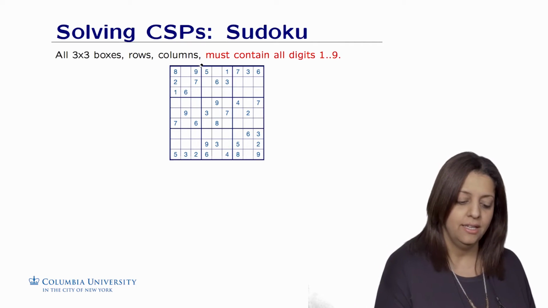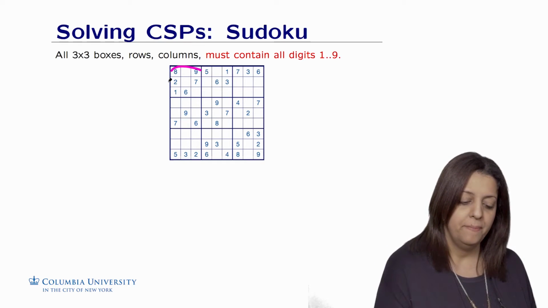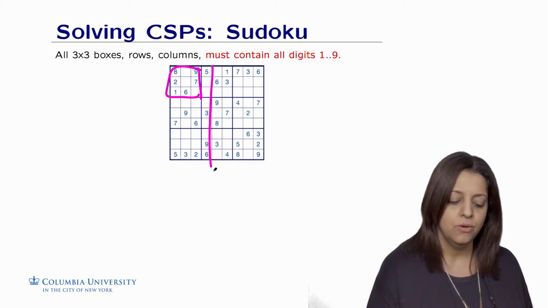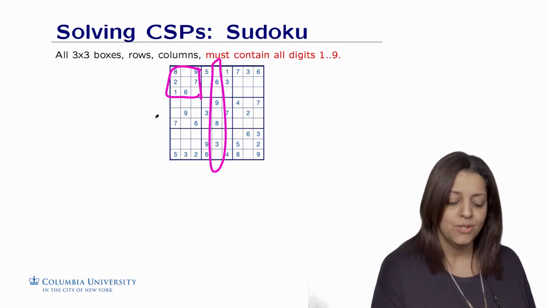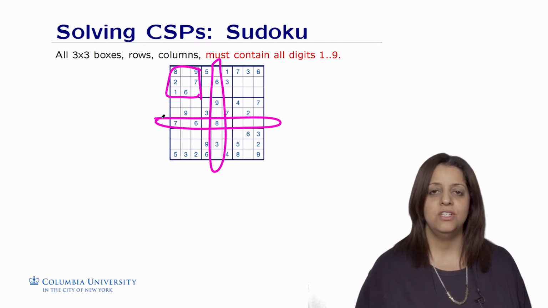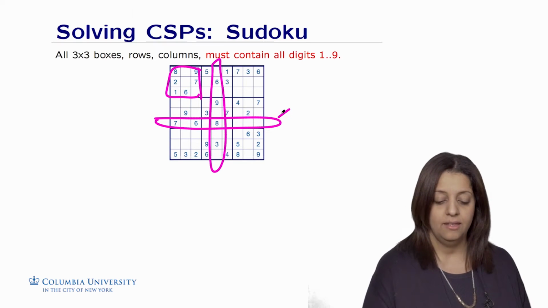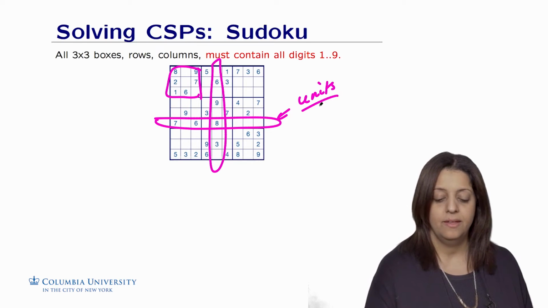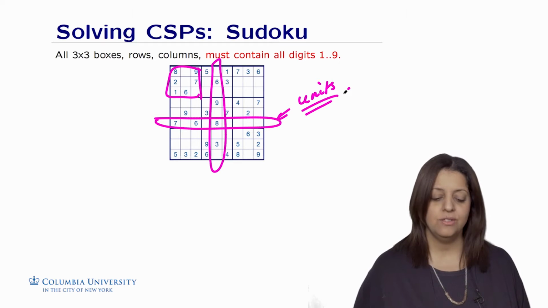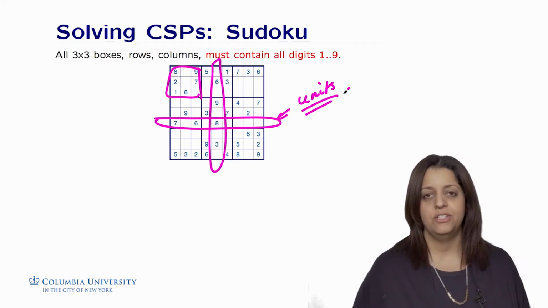And these are actually 3 by 3 boxes, rows, or columns. So you don't want the digits 1 to 9 to be repeated, and you want all of them to appear in each of these, let's call them units. Okay, so that's the idea of the puzzle. So you need to solve it by filling the grid with digits. Let's formalize this problem as a CSP.